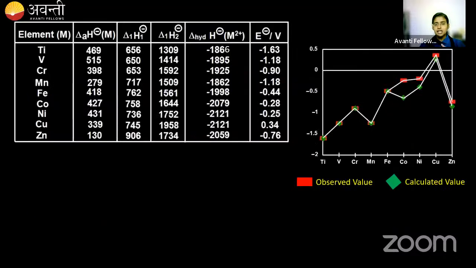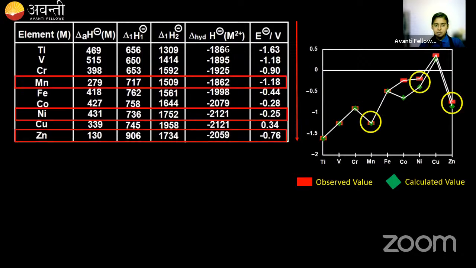Then coming to this tabular column. In this table, you can see that across the period from titanium till zinc, the E0 value, the electrode potential value given in the last column, is moving towards 0, that is, more or less towards the positive, from -1 to 0. We have some exceptions for manganese, nickel, and zinc.